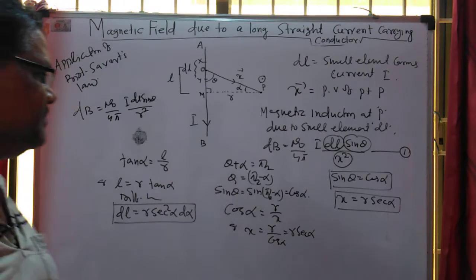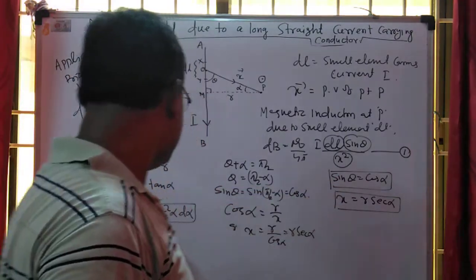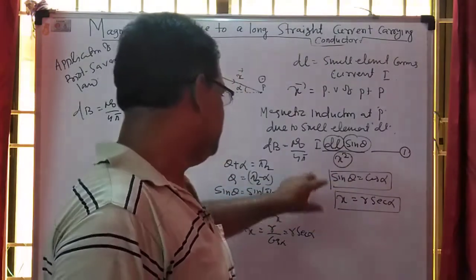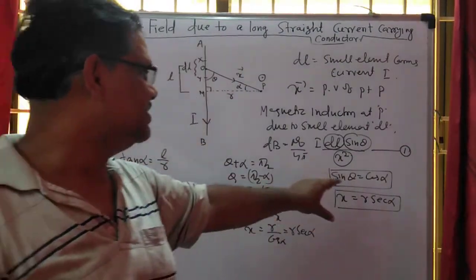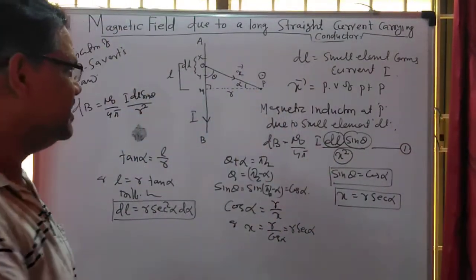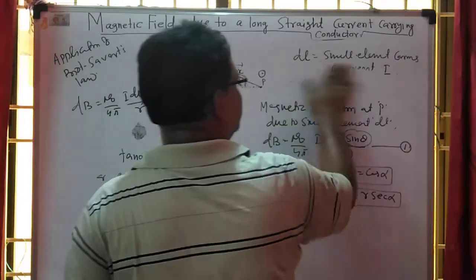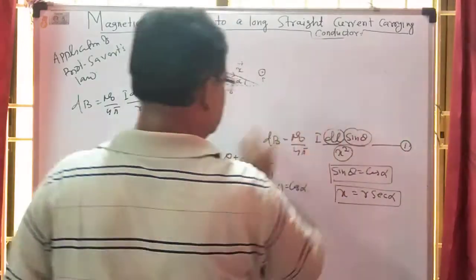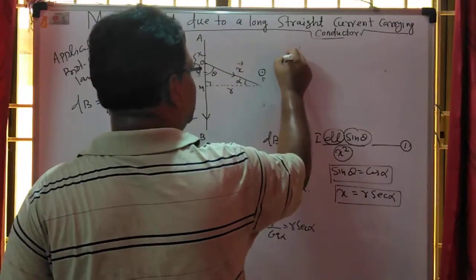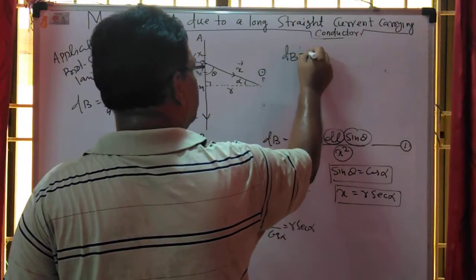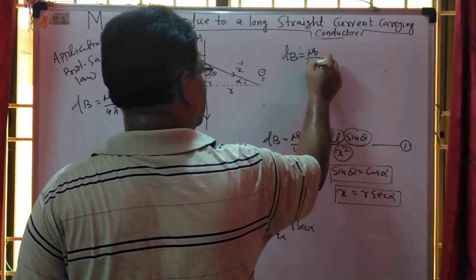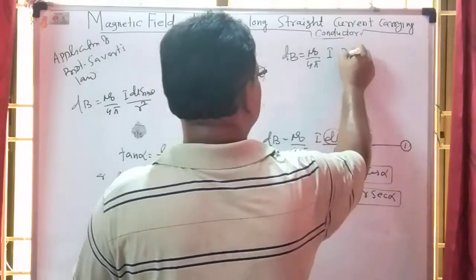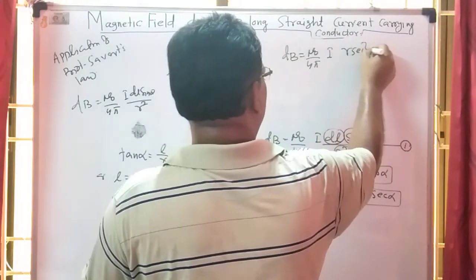So we have obtained sin theta, x and dl. In place of sin theta, dl and x, if you substitute all these, let us see how the equation is reduced. We find the above equation as dB equal to mu naught upon 4 pi I, where dl equals r sec square alpha d alpha.